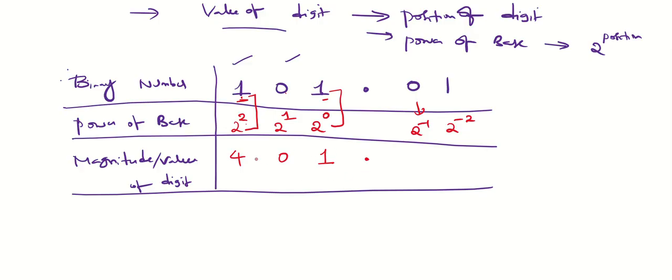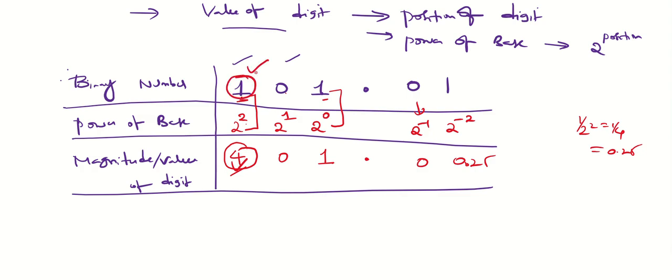So this is the value of each digit. Next, 2 power minus 1, and anything multiplied by 0 is 0. Then 2 power minus 2 is nothing but 1 divided by 2 power 2, which means 1 by 4, which is equal to 0.25. So till now we have seen the value of each digit.